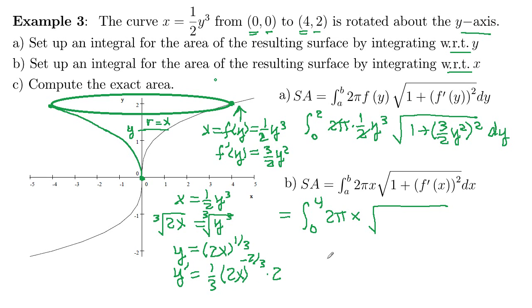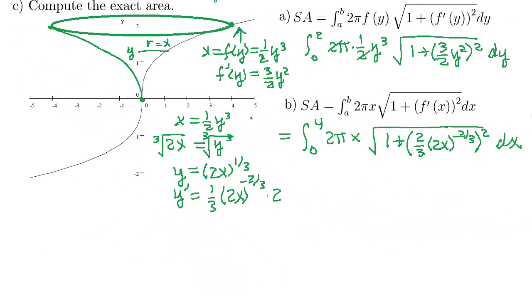So that's going to be 2 times 1/3, 2/3 out in front, and then we've got 2x to the negative 2/3 power. That's our y prime, and that gets squared, dx. So this is going to involve fractional exponents underneath the square root. I don't like that. So when we're attacking part C to compute our exact area, I want to use this one here. We would get the same answer both ways, but you want to pick the easier integral for sure.